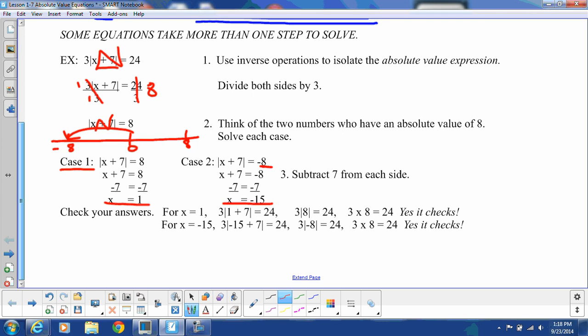Now let's check our answer to make sure it checks. So for x equals 1, you put a 1 in for x, and you have 1 plus 7, which is 8. 3 times the absolute value of 8 is just 3 times 8. And yes, that equals 24. It checks. For the second case, x equals -15, put your value in for x. -15 plus 7 equals -8. But the absolute value of -8 is 8. And 3 times 8 is 24. Yes, it checks as well. So we have check, check. On to another example.